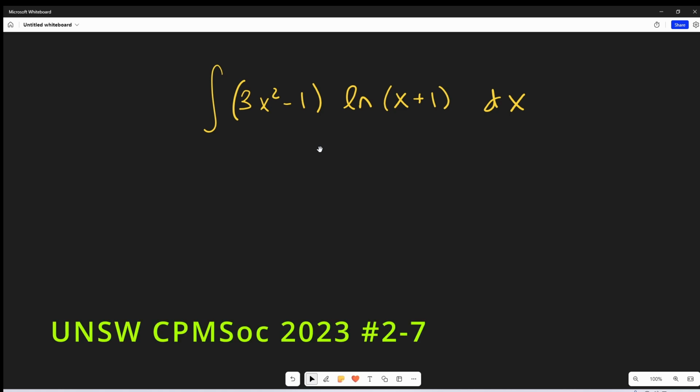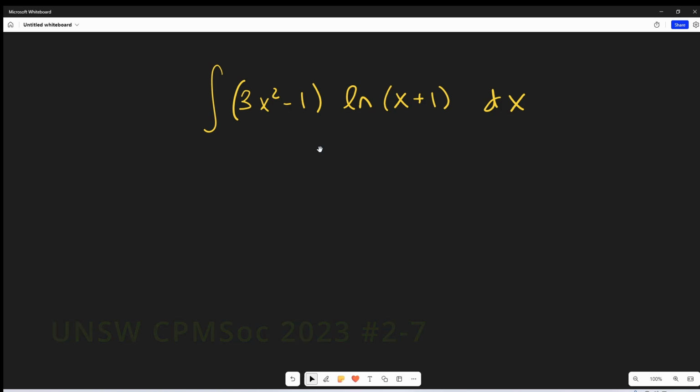Hey, we have here today another integral from the UNSW CPMS Integration B 2023. This was from round 2, problem 7. We have the integral of (3x squared minus 1) times natural log of (x plus 1) dx.